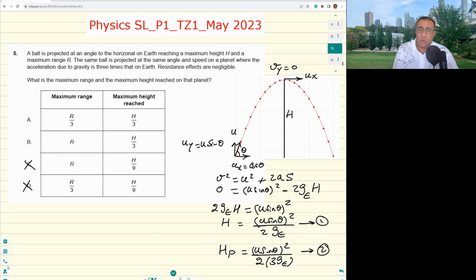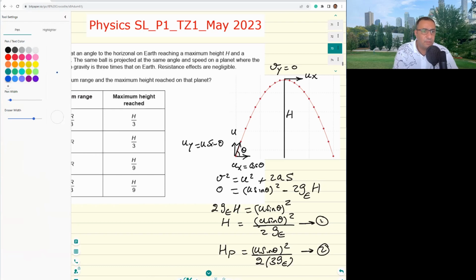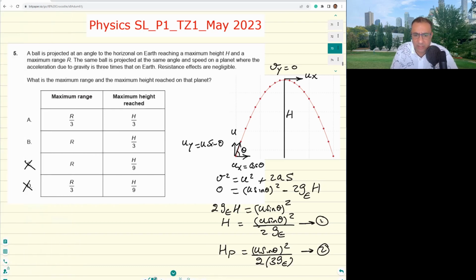Now the range. What is the range? The range in projectile motion is the horizontal distance. So the range is basically the horizontal distance here, right? We call it the range, which is capital R. Now, the way to get the range, we're going to use the horizontal motion.